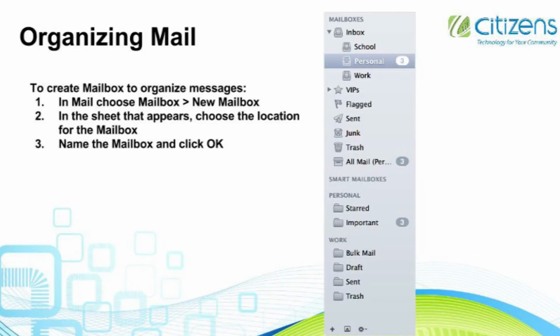Now, organizing mail. To create a mailbox to organize messages, this is what you do. In Mail, choose Mailbox, and then click New Mailbox. And then in the sheet that appears, choose the location for the mailbox. So if you want a mailbox to be under Personal, which we have right here, you would put it under Personal. And you would name that mailbox and then click OK. Pretty simple, and that's kind of how you organize your mail.